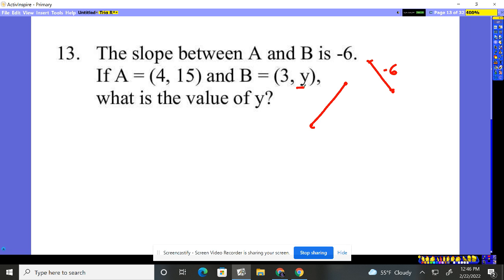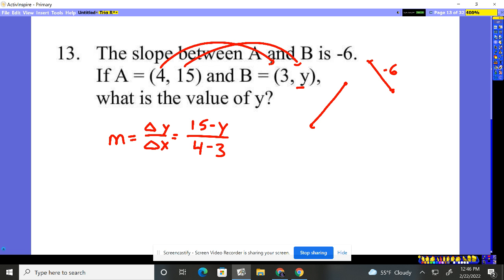What do we know? We know slope is rise, which is the y's, over run, which is the x's. It is the change in the y's, which is your height, divided by the change in your x's. So we need to subtract our y's. So maybe we're going 15 minus y over 4 minus 3, because I have to subtract in the same direction. So that would be the slope. But you and I know this answer: 15 minus y divided by 4 minus 3 is just 1, which is just 15 minus y.